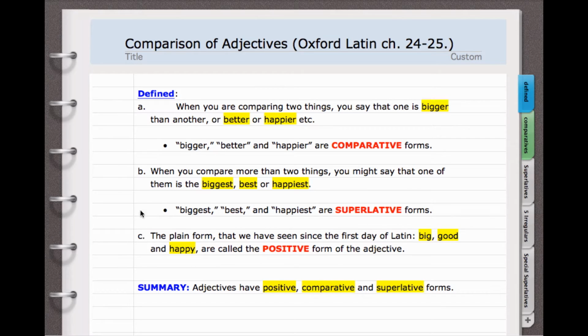You might be wondering what we call the plain form. We don't always talk about it, but the plain forms big, good, and happy are called positives. So some adjectives have positive, comparative, and superlative forms. Let's talk now about comparatives.